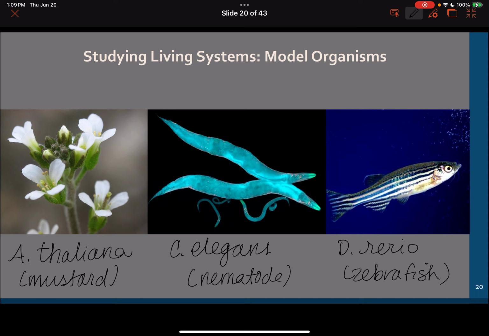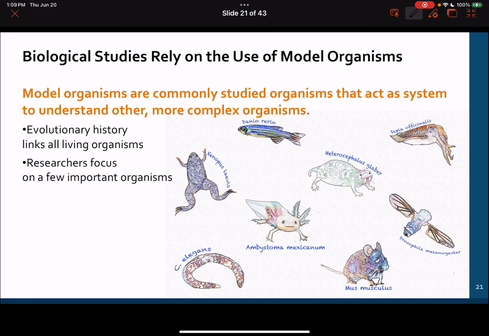You would choose a model organism based on being similar to the system that you're trying to learn about. So for example, instead of starting with studying humans, you might start with studying something like the mouse, or a nematode, which is a flatworm, or even a zebrafish. These are common model organisms that help us understand more complex systems. There are model organisms from all of our domains, all of our kingdoms, that are going to help us learn a little bit more about living systems.